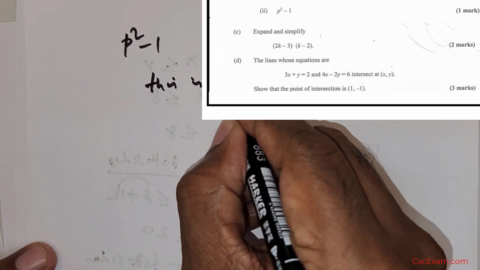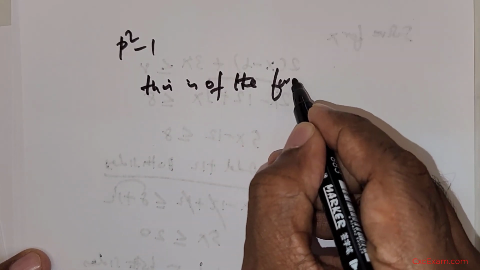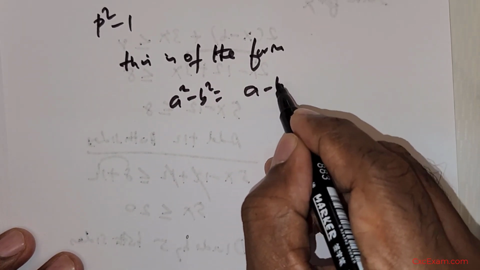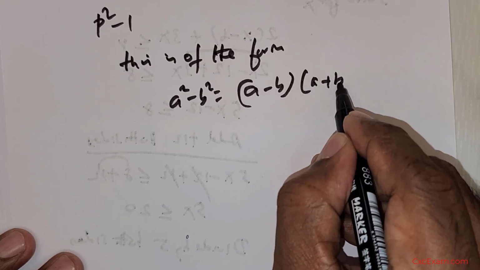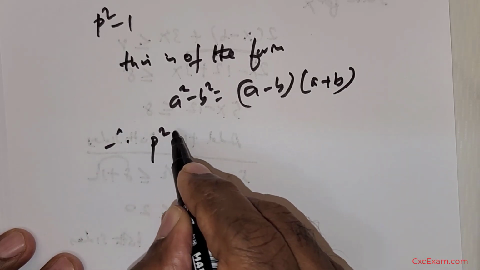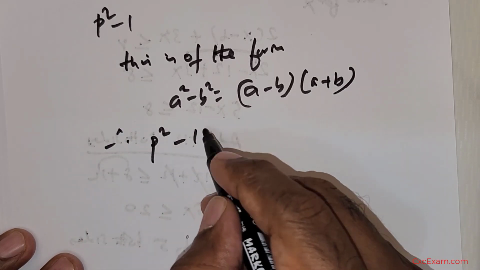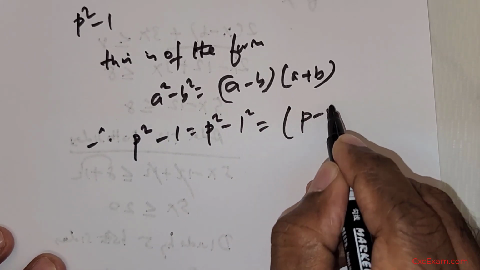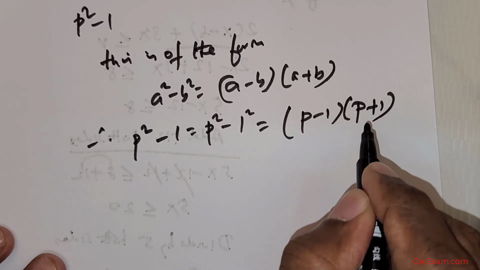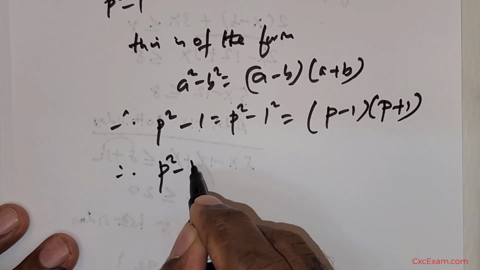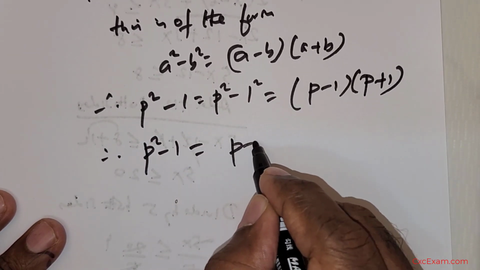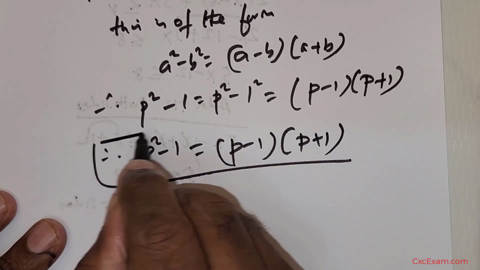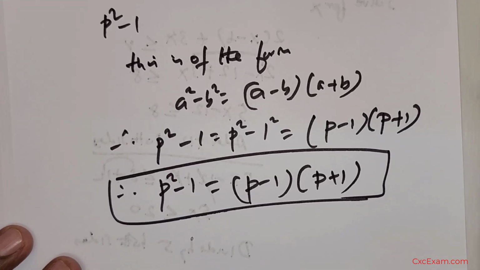Now this is of the form a² - b², which can be rewritten as (a - b) times (a + b). So therefore p² - 1 is going to be p² - 1², which is (p - 1) times (p + 1). So therefore p² - 1 has factors (p - 1) times (p + 1). So that is the solution for this question.